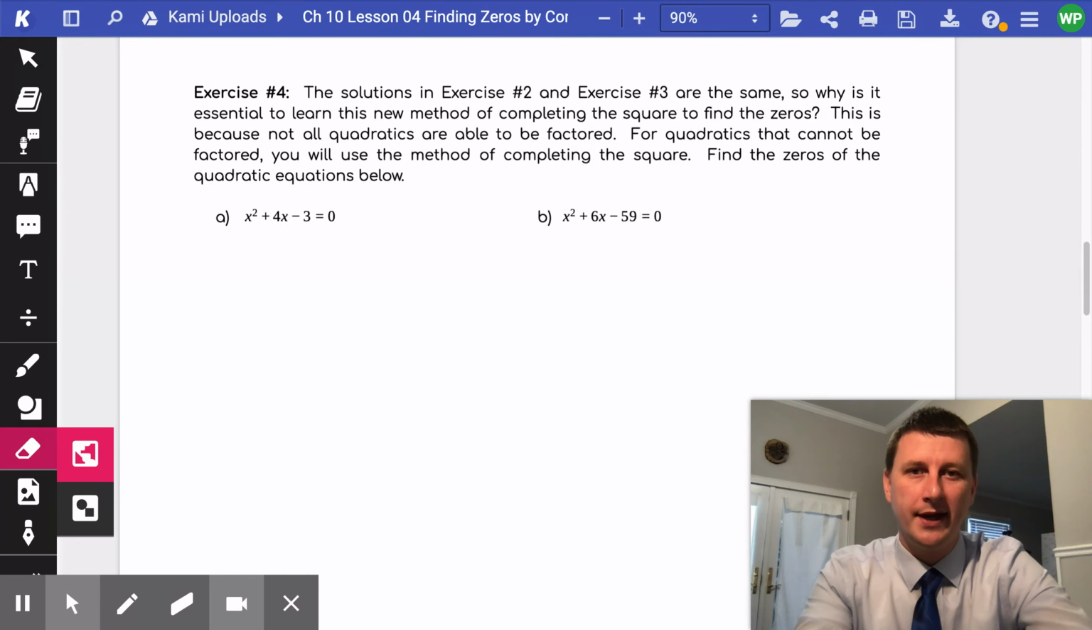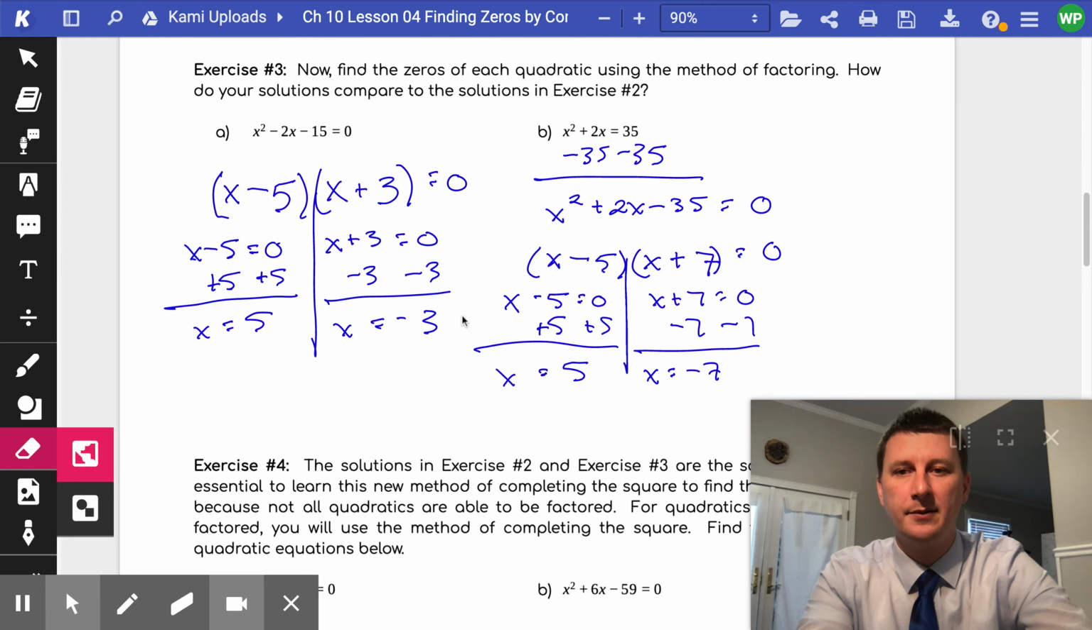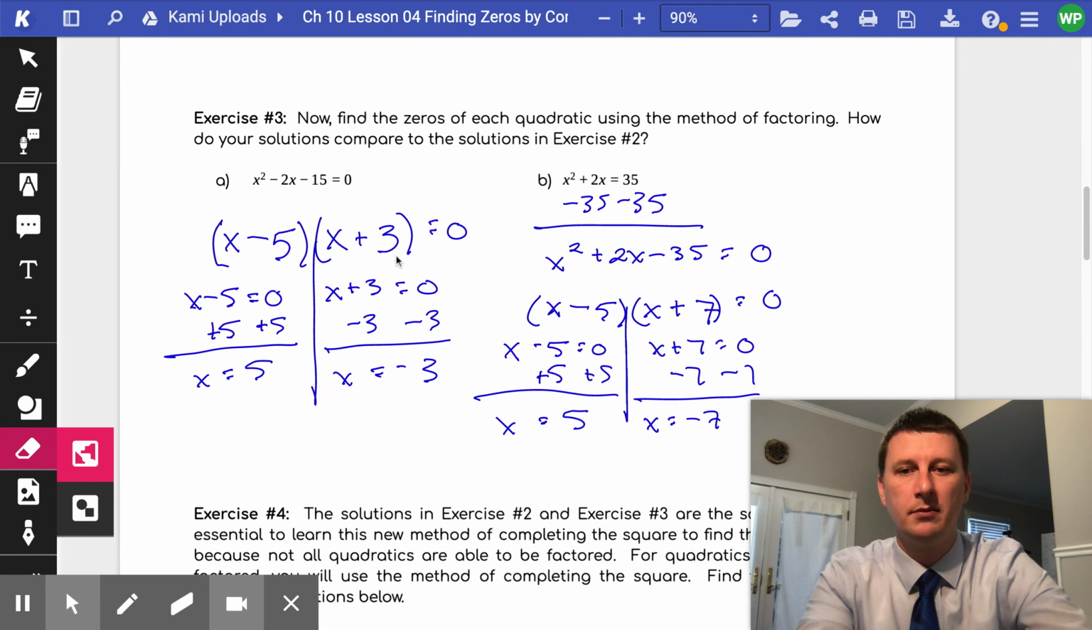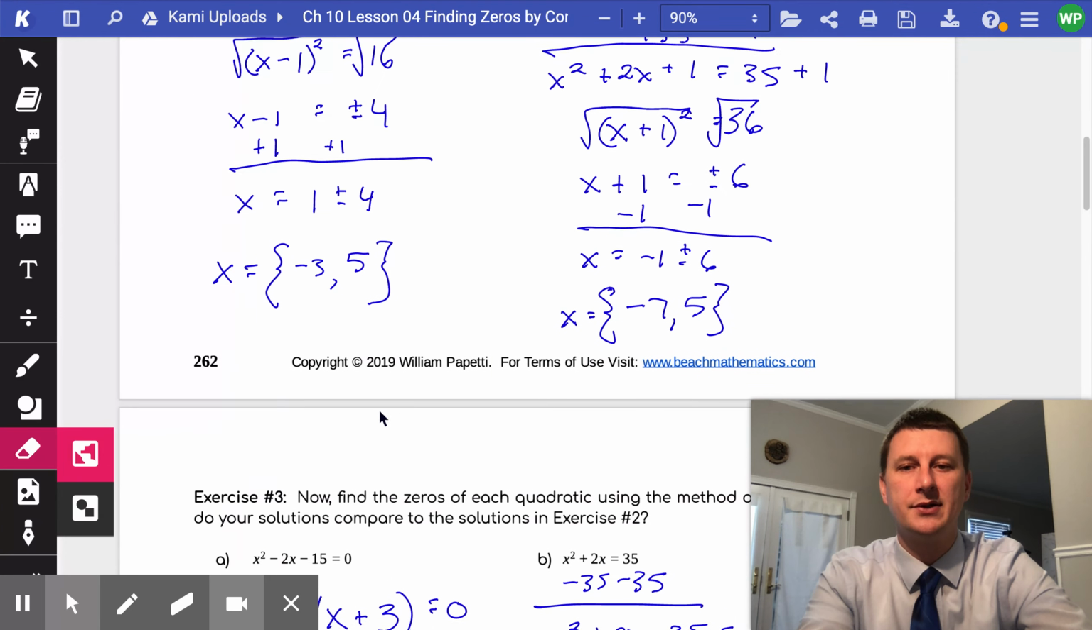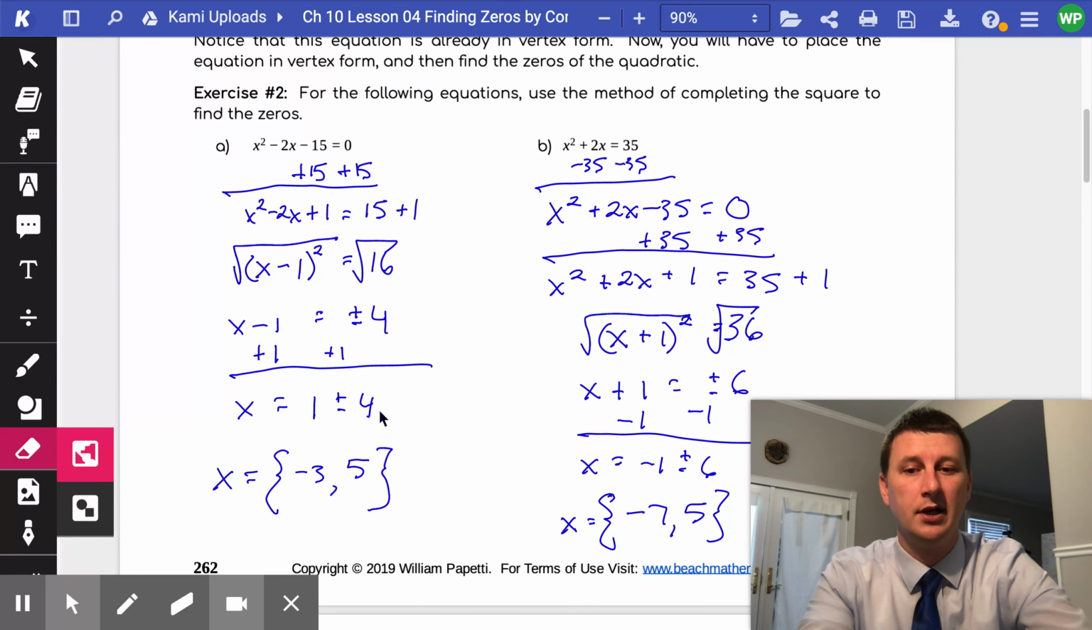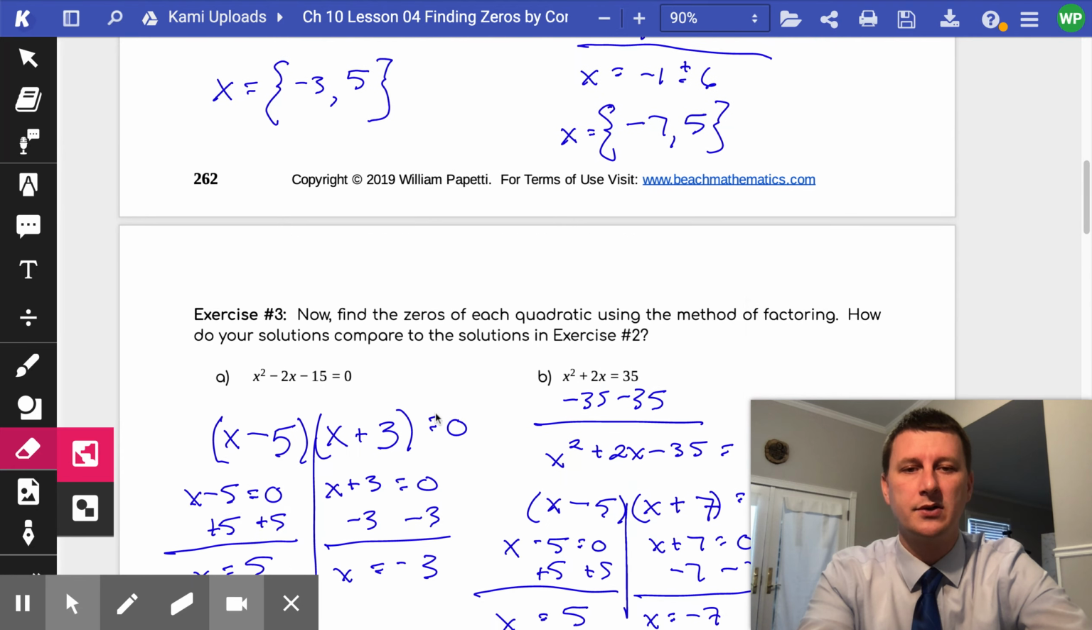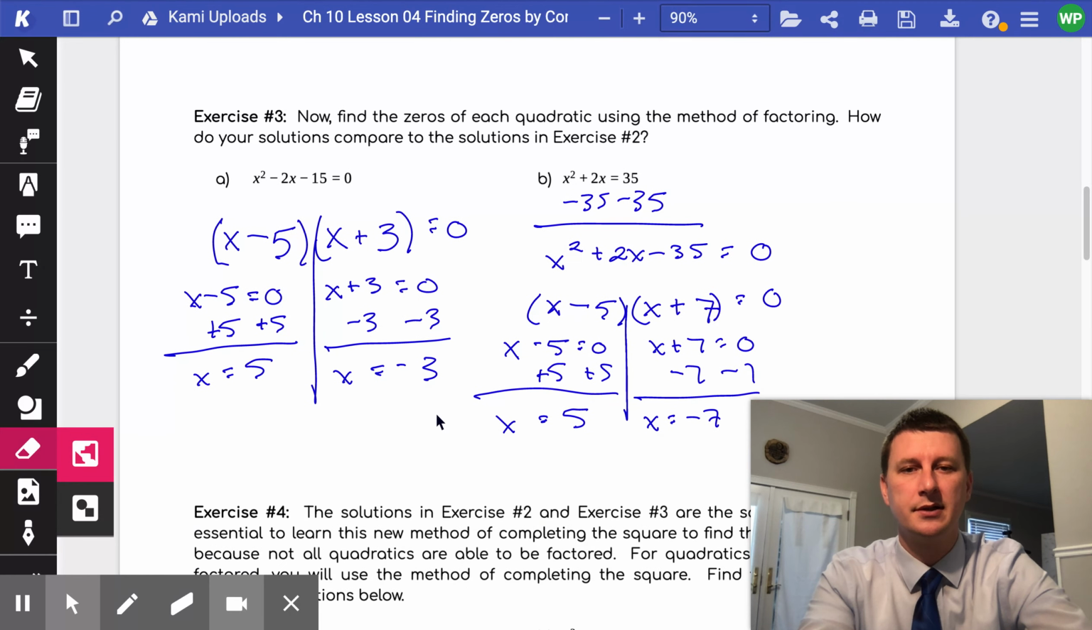We're going to continue with exercise number 4 in Lesson 4, Finding Zeros by Completing the Square. Now, in this lesson, we have just seen that in exercise number 3, by factoring a quadratic, we could arrive at the same answers as exercise number 2, where we completed the square to find the zeros. So whether we completed the square or factored to find the zeros, we arrived at the same solutions.